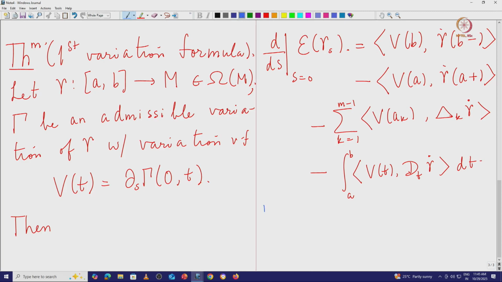Okay, so again a remark, and from now on I am not going to keep making this remark: whenever you see an integral of this type, that basically just means summation from k equals 1 to m of the integral on the interval where gamma is smooth. Okay, so this is the statement of the first variation formula.